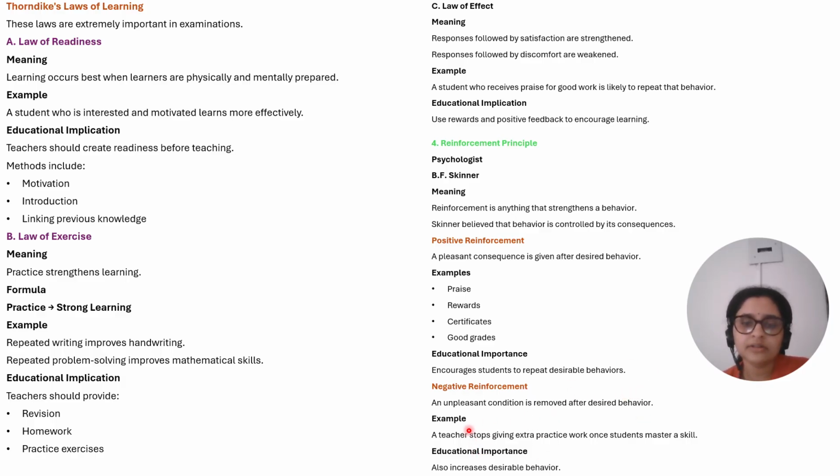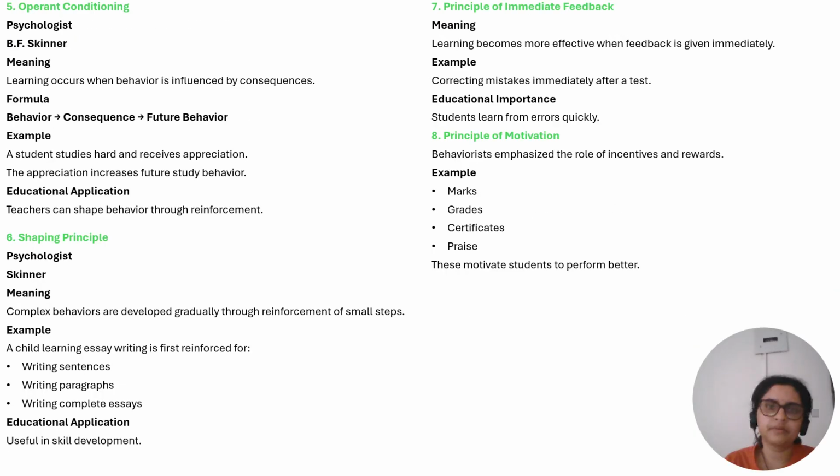Example, the teacher will stop giving extra practice once the student has learned that particular concept. That is negative reinforcement. Positive reinforcement is giving that particular thing. Negative reinforcement is not giving that particular thing. Simple. Then operant conditioning. B.F. Skinner is the pioneer for operant conditioning.